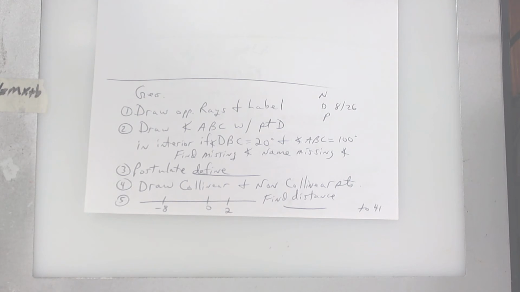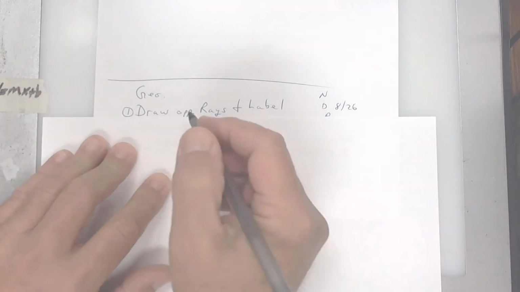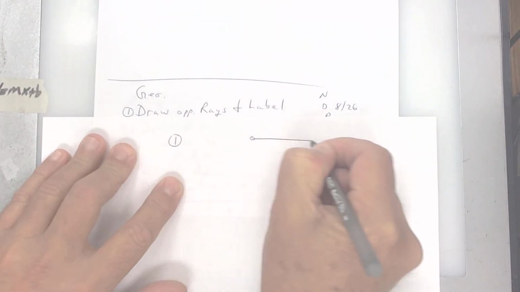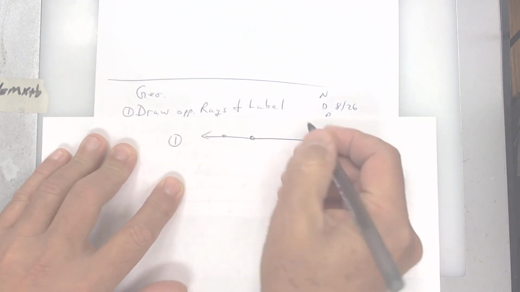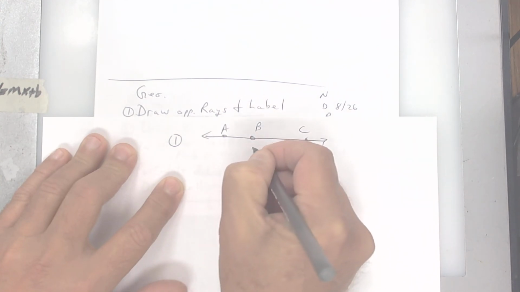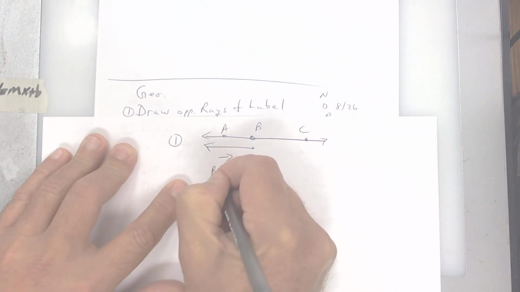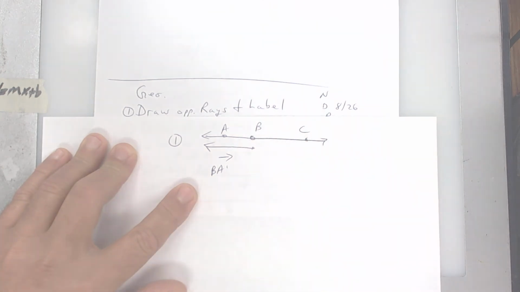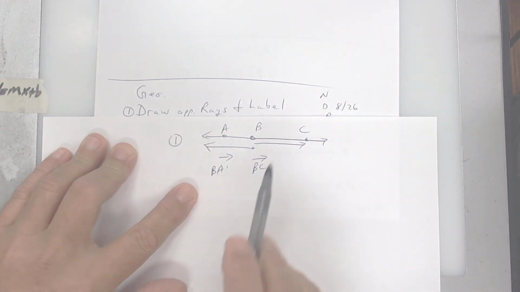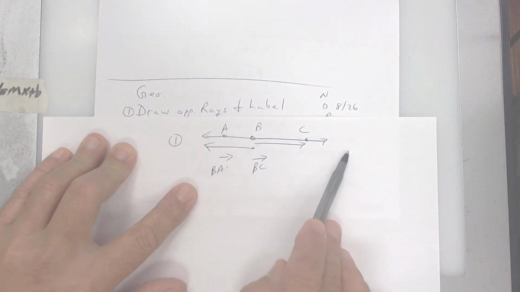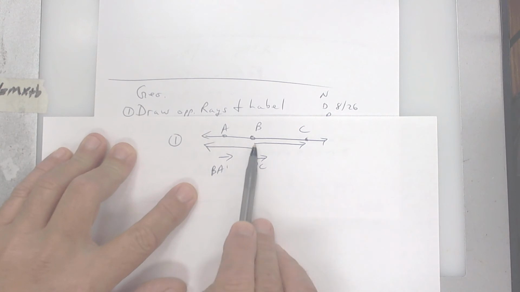Here it says draw opposite rays and label. Well, opposite rays would look like this. So number one, you'd have a ray going like this and a ray going like this. Those are opposite rays. So put some dots and label it like ABC. So BA is a ray, and then BC is the other one. Those are opposite rays. Notice they both start with B. One goes left, one goes right. Notice the notation there. This one's going from B to A, and this one's going from B to C.